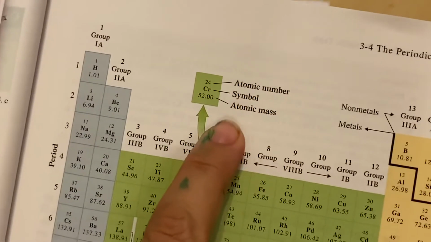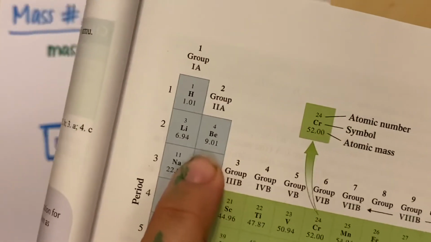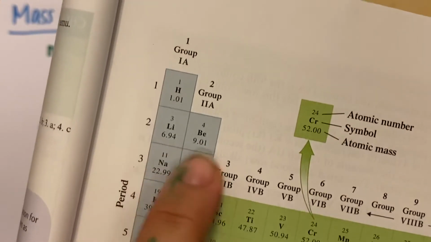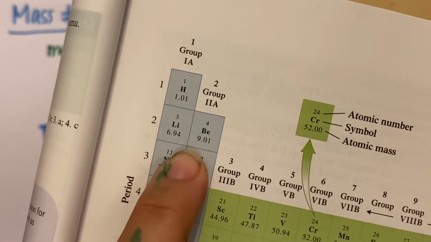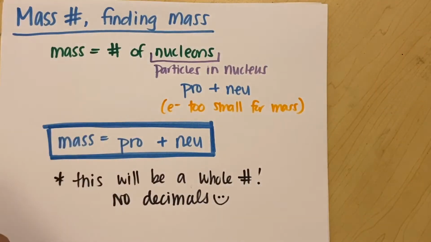So if you're looking at your periodic table, you can see that there is an atomic mass number, and these are going to have decimal points, like 9.01, 6.94. These are average atomic masses. This is not the mass of a specific atom.